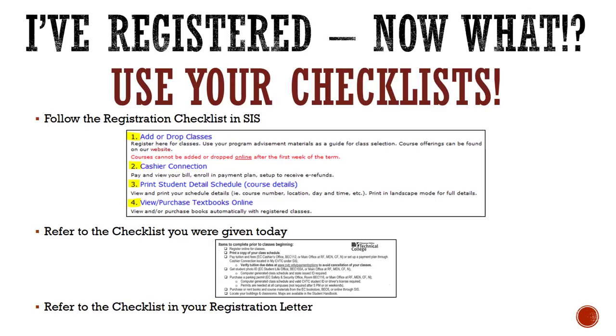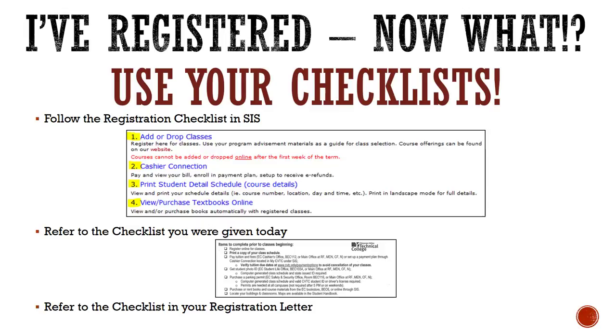You have several checklists for reference to make sure you have all of your ducks in a row before classes start. I would encourage everyone to complete as much as you can prior to leaving today. You can view your bill in Cashier Connection. If you have accepted your award from financial aid, you will be able to see this aid applied to your student bill 24 hours after course registration.